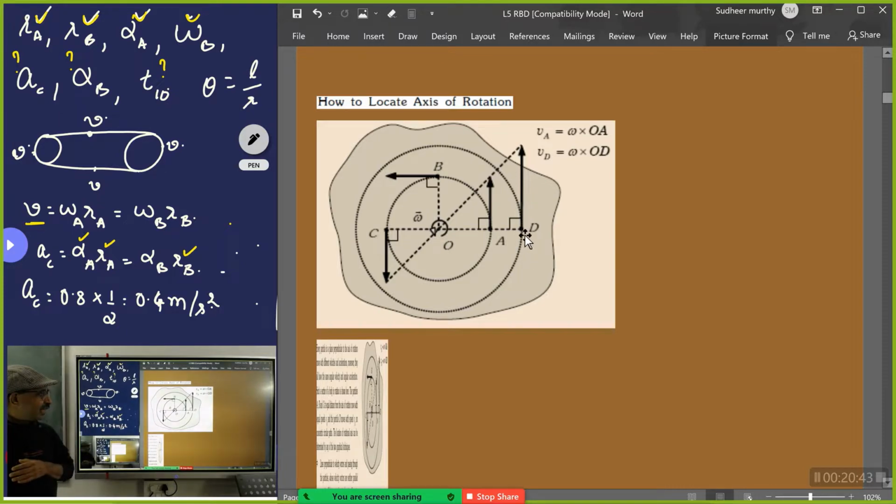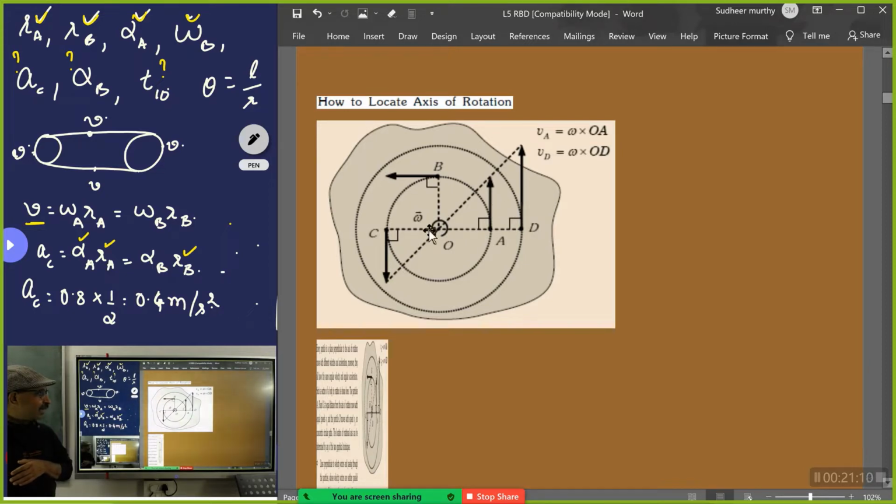So at point D, you know what the velocity is. Supposing that is particle D, you know the velocity. Particle A, you know the velocity. Particle B, particle C, supposing for all these points you know the velocities. So if you know the velocity of D, you represent that velocity by this vector. This vector is VD bar.